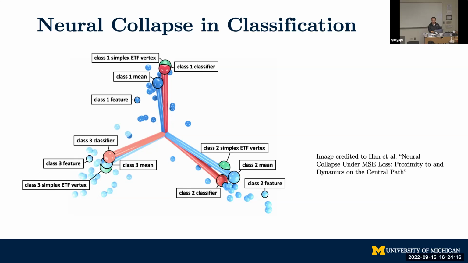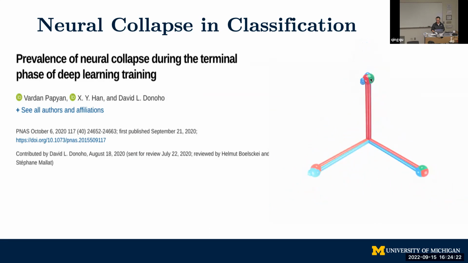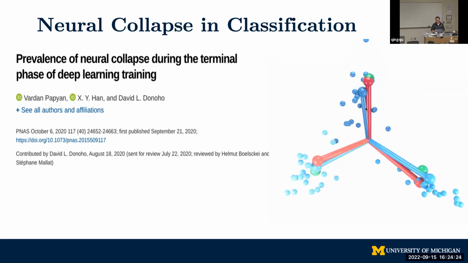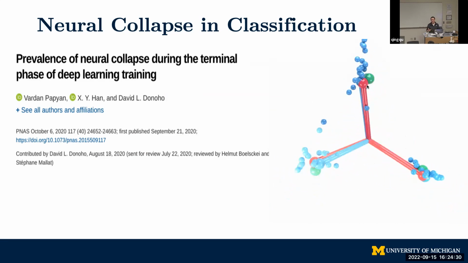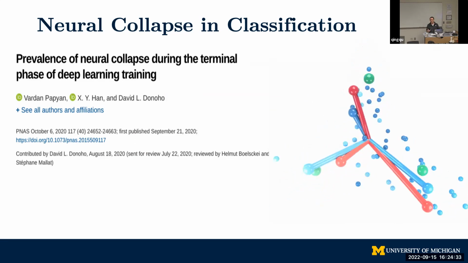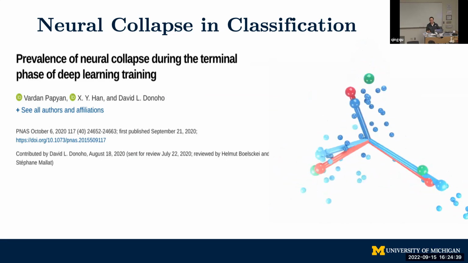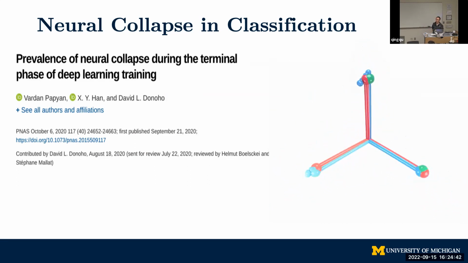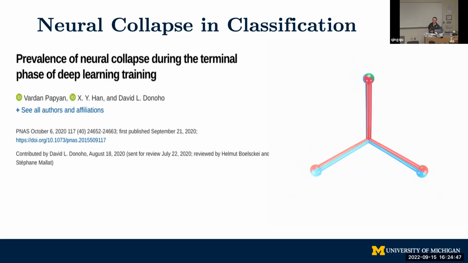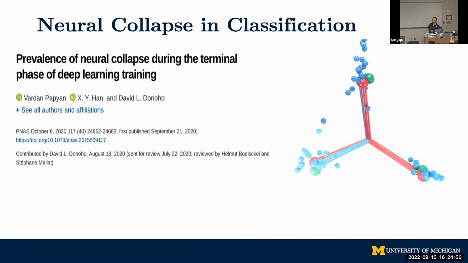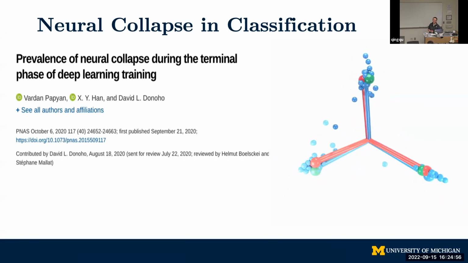What is the Simplex ETF vertex? So the Simplex ETF, when you train to convergence, the means are actually maximally separated from each other, and they have this equal angle structure, right? This is called a Simplex ETF structure. Basically you can say that when you train your data to convergence, you are learning a maximum margin classifier for your features, right? So that's why on your training data you can achieve 100% accuracy, because your features are maximally separated from each other.